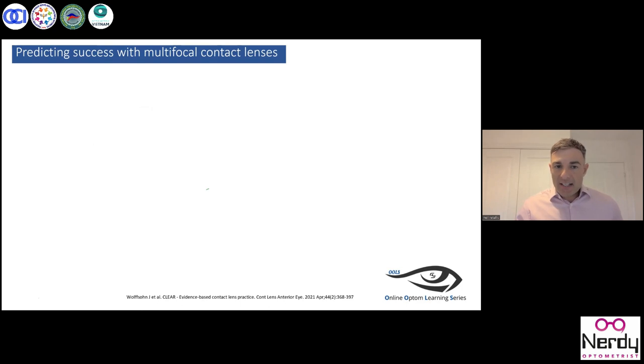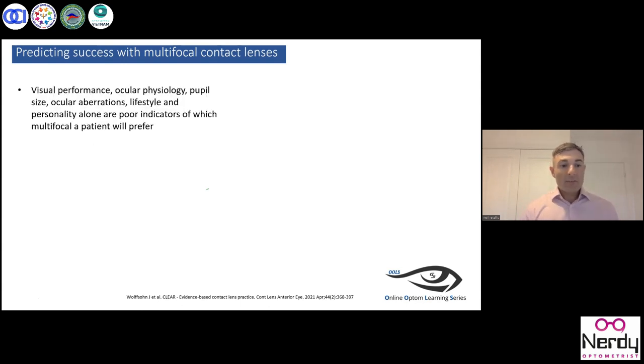Can we really predict the success of a multifocal contact lens, and what does the literature tell us on this? Well, unfortunately, it suggests that actually our crystal ball's not that useful. Because if you take each of the variables in isolation, whether that's how well they can see, the ocular physiology, the pupil size, their lifestyle, in isolation, they're not actually great predictors of which multifocal a patient will prefer. So we need to take a combined approach. Equally, there's studies showing that initial lens fitting may not actually be a good predictor of long-term performance as well.